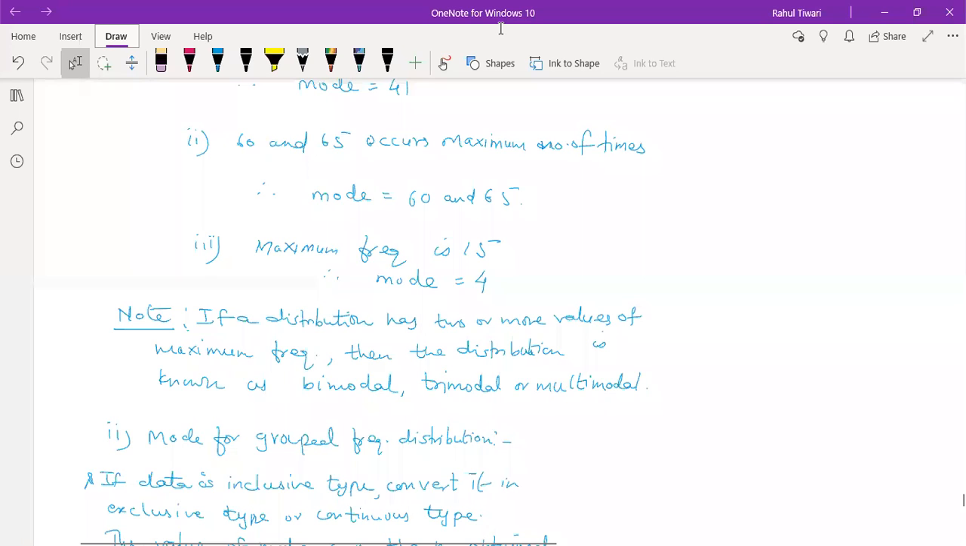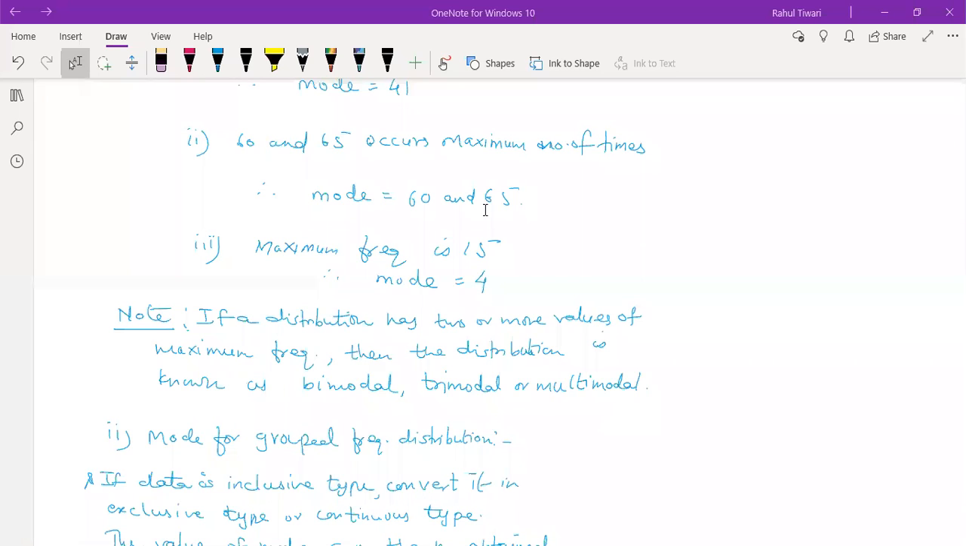Yes, students, have you seen the note? Note part: if the distribution has 2 or more values with the maximum frequency, I can say that the distribution becomes bimodal. So here, 60 and 65, this particular distribution is known as bimodal. If there are 3 maximum frequencies, it will be trimodal, and then multimodal, and so on.